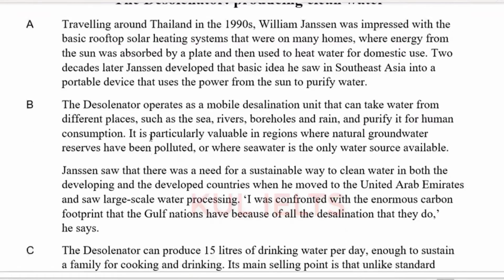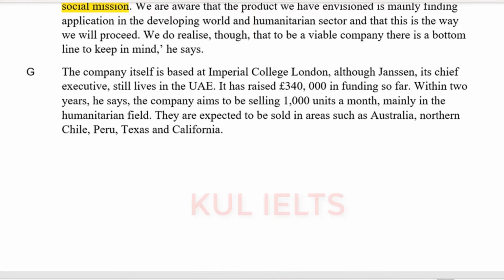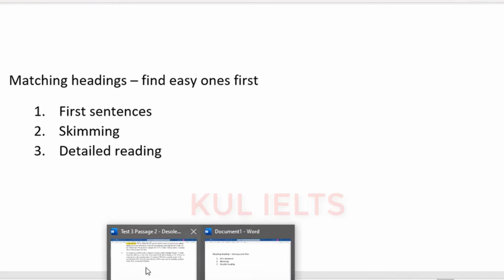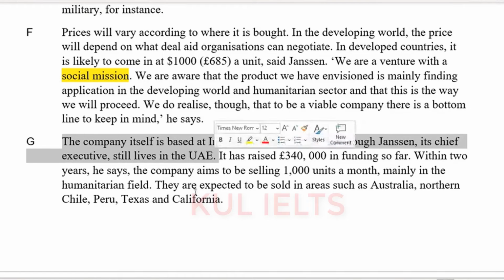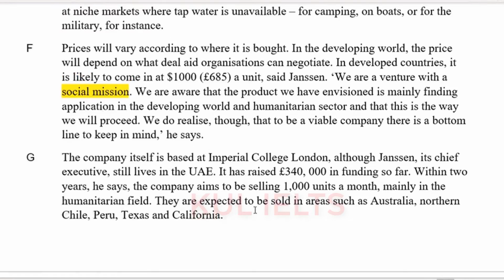And then G, we looked at it, and the skimming isn't going to help us. So that's all we could get from skimming, just the 2. And now the last one, G's, we really got to do some detailed reading. And it's a strange paragraph. It says where they are, how much money it got in funding, and then how much they hope to be selling, and then where they are going to sell it. So it's actually 4 different sentences that are completely disconnected. It's a very strange paragraph.